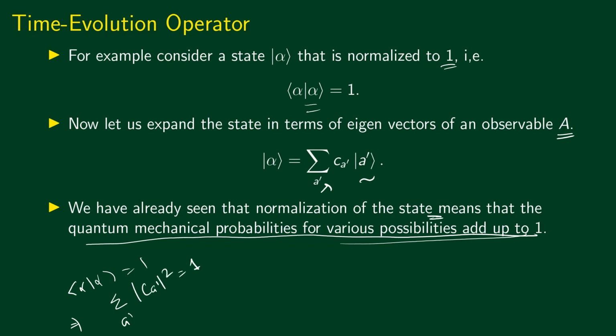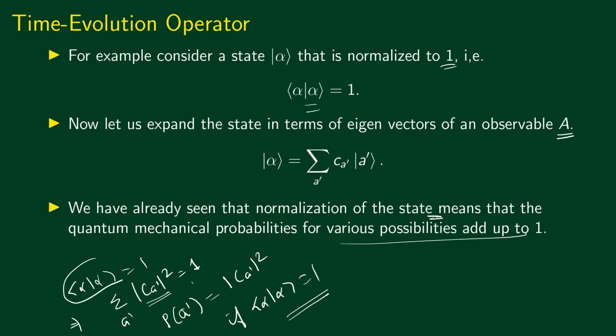And what was modulus c a prime square? According to the probability interpretation, this is the probability for measuring an eigenvalue a prime of the observable A. So P of a prime is equal to modulus c a prime square if bracket alpha, alpha is equal to 1. If this is not equal to 1, then this is also not true. But if this is normalized to 1, then we can interpret the modulus square of these expansion coefficients as the probabilities for various measurement outcomes. So this statement just means that the sum of all probabilities add up to 1.